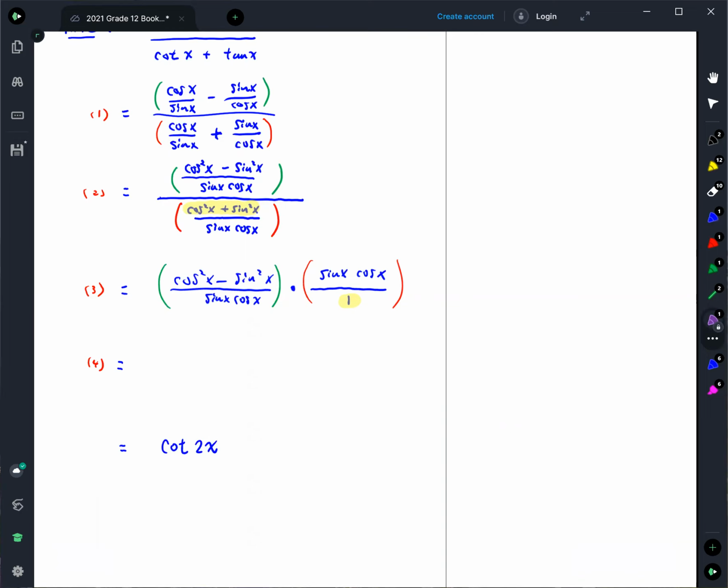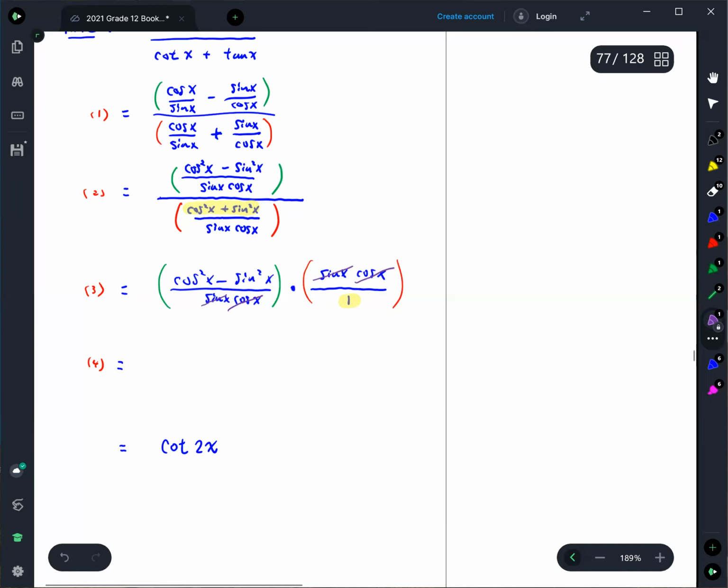Okay, Eric, what should we do now? Just take out the sine x, cosine x because you can cancel out, so it becomes cosine squared x minus sine squared x. Okay, so let's reduce the fraction. Sine, cosine, numerator, denominator, they can cancel, only if they are multiplying. They can cancel the fractions. So you are left with cosine squared minus sine squared.